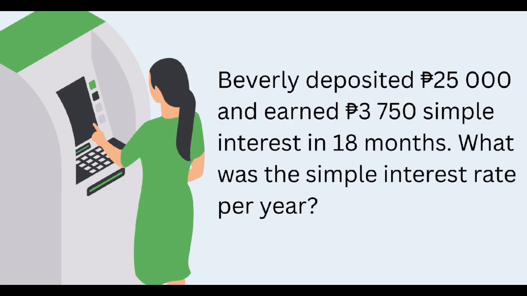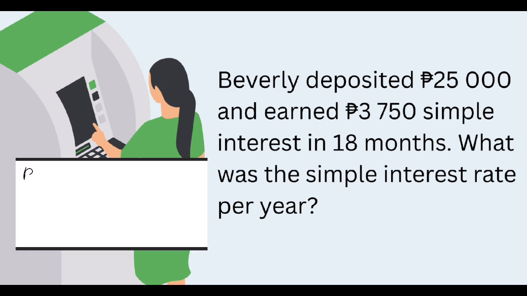Beverly deposited 25,000 pesos and earned 3,750 pesos simple interest in 18 months. What was the simple interest rate per year? So this time we are looking for the simple interest rate. So we will use the formula R is equals to I divided by P times T, wherein the R is the rate, I is the simple interest, P is the principal, and the T is the time.